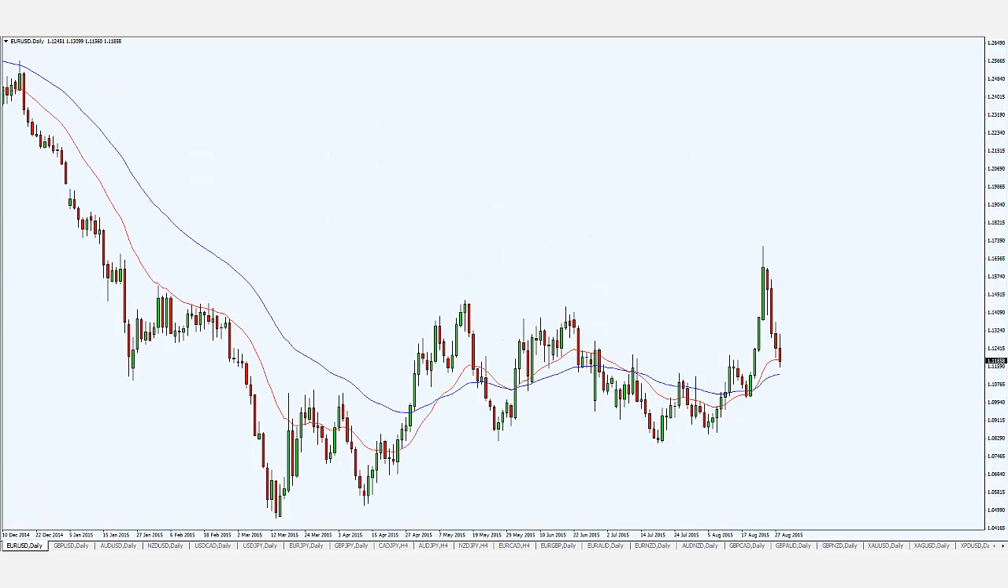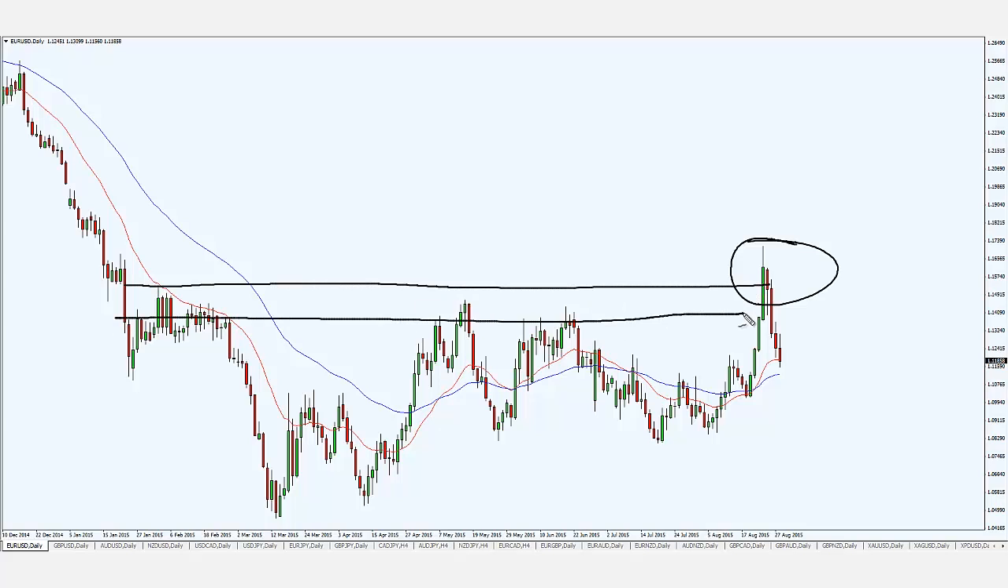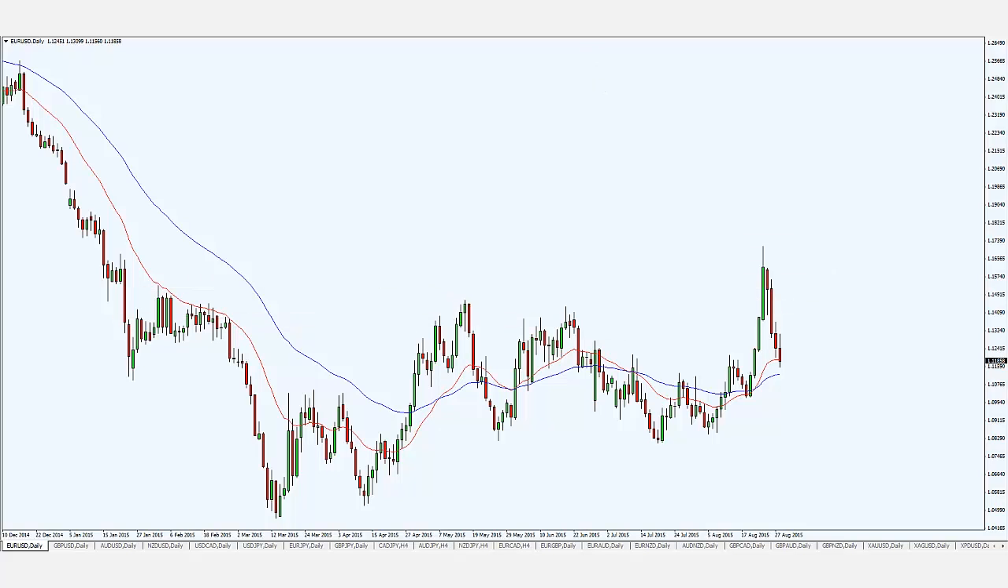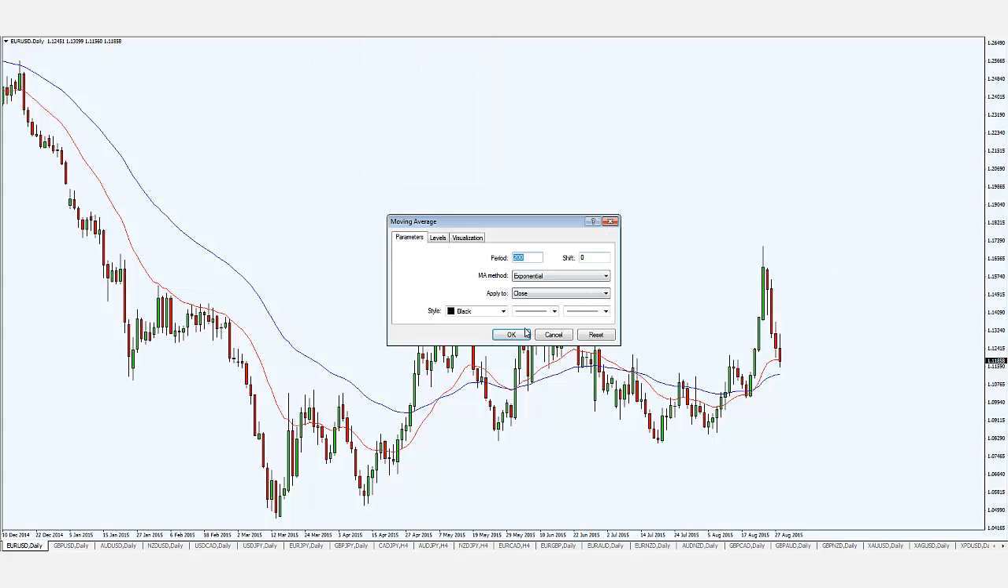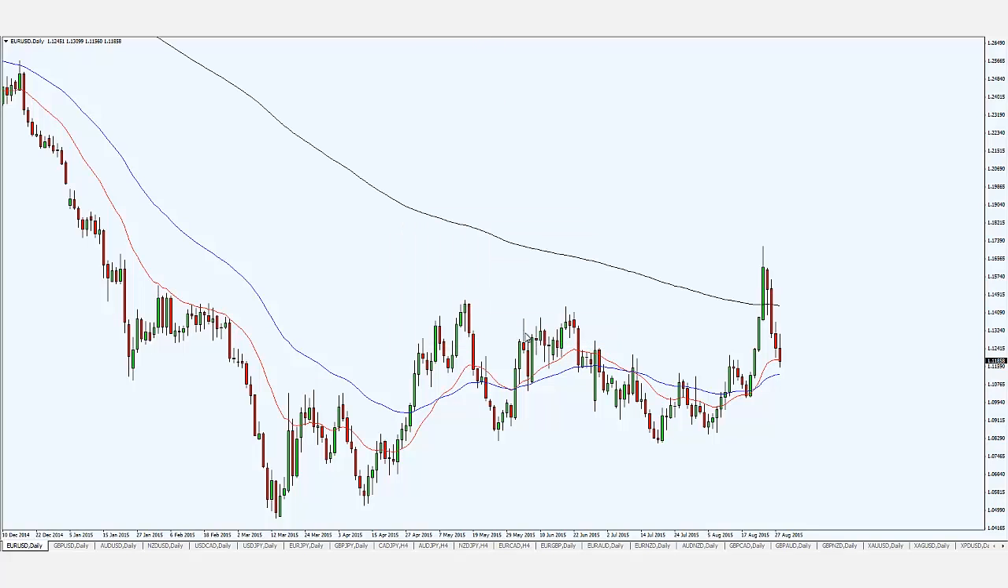So euro dollar, you see this rejection over here. One thing to take note is that it has actually come into a very obvious level. It came into this clear resistance area over here, and that's not it. We have another confluence factor, which is the 200-day moving average. And if you notice, I plug in my 200 period moving average, I click OK, and it's this black line over here that you see on the chart, and it coincides with this resistance area over here.